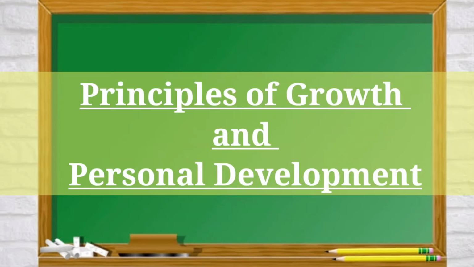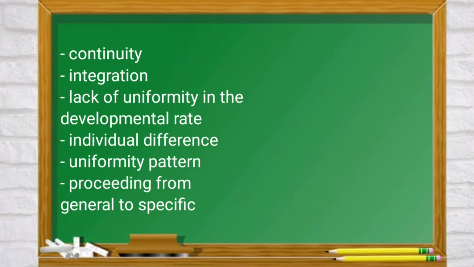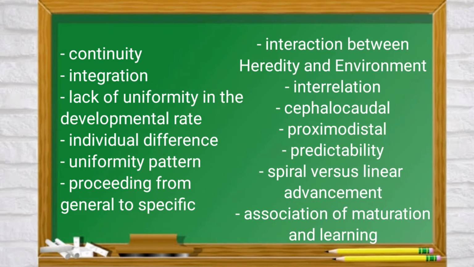We discussed the different areas of personal development. Now, let us proceed to the principles of growth and development. Principles of growth and development include principle of continuity, principle of integration, principle of lack of uniformity in the developmental rate, principle of individual difference, principle of uniformity pattern, principle of proceeding from general to specific, principle of interaction between heredity and environment, principle of interrelation, principle of cephalocaudal, principle of proximodistal, principle of predictability, principle of spiral versus linear advancement, and principle of association of maturity and learning.